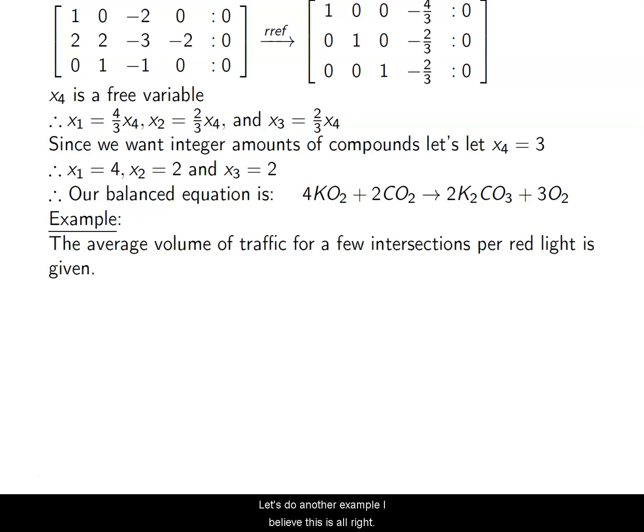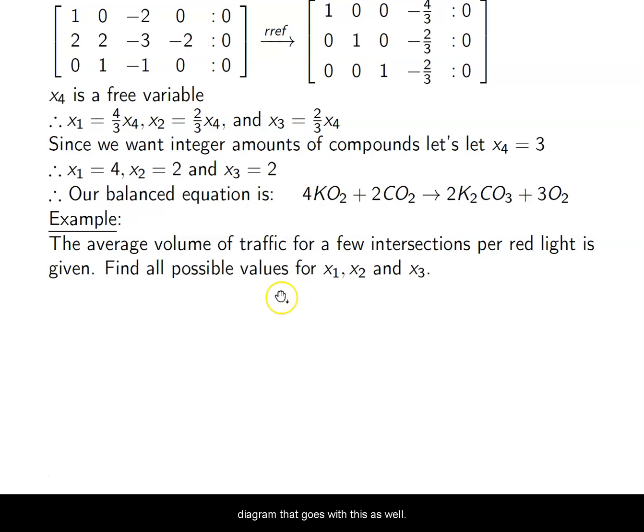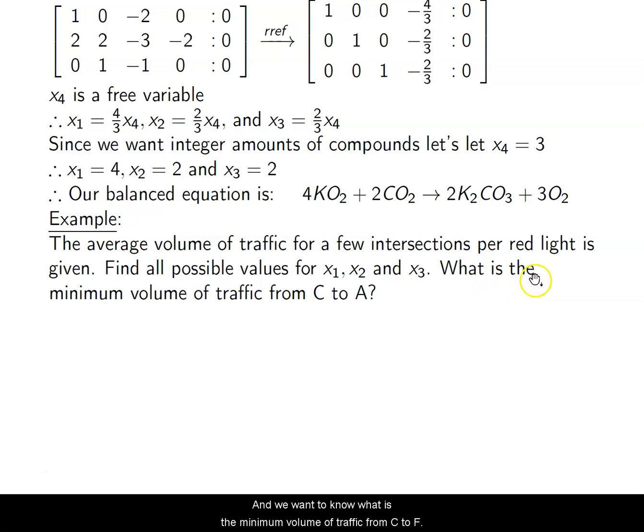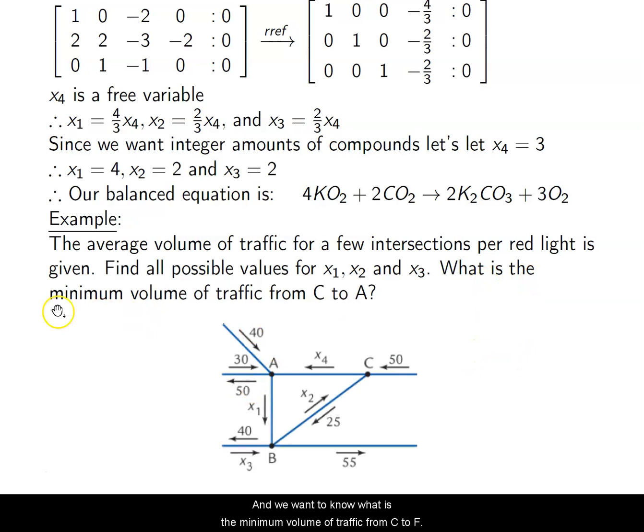Let's do another example. I believe this is our second to last example. We have 2 more, or 1 more, after this. So the average volume of traffic in a few intersections per red light is given. There's a diagram that goes with this as well. I'll show you in a second. Find all the possible values for x1, x2, and x3, and we want to know what is the minimum volume of traffic from C to A.